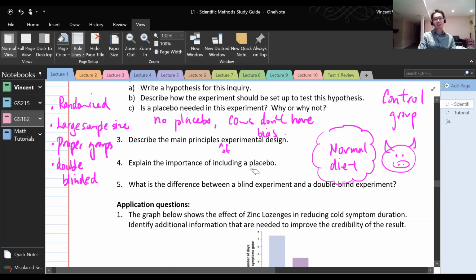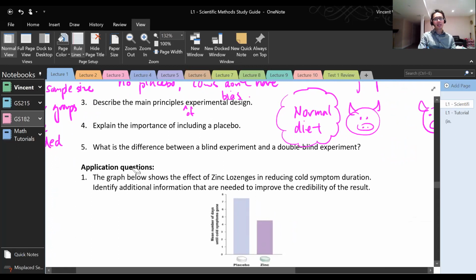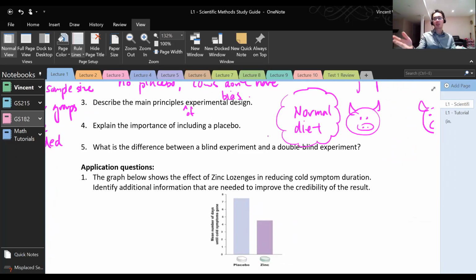Next one, importance of including a placebo. We talked about that already, to minimize bias and psychological effect. And next one, what is the difference between blind experiment and double-blind experiment? So in a blind experiment, only the subjects, the people who are in the experiments, have no clue what they're receiving. Okay, I'm gonna give you a pill, okay, but you don't know whether it's a placebo or if it's an actual pill, okay? But the researchers, they know.